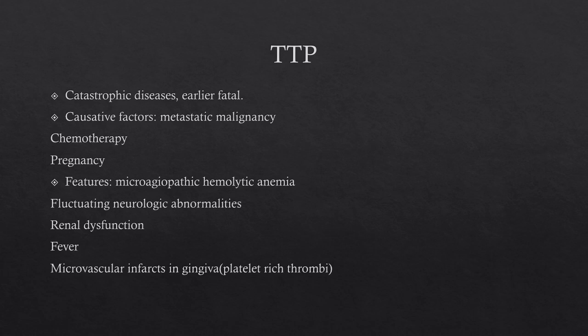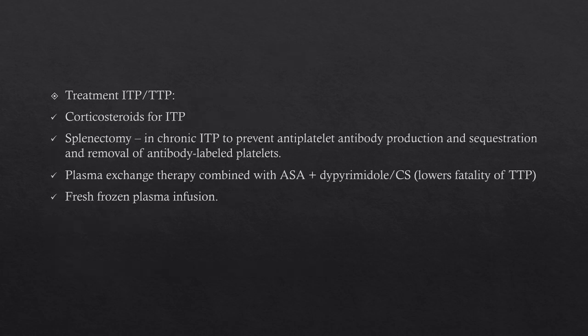Thrombotic thrombocytopenic purpura is a catastrophic disease which is fatal. The causes are metastatic malignancy, chemotherapy, and pregnancy. Features include microangiopathic hemolytic anemia, fluctuating neurological abnormality, renal dysfunction, fever, and microvascular infarcts in the gingiva. Treatment for either of these includes corticosteroids and splenectomy.